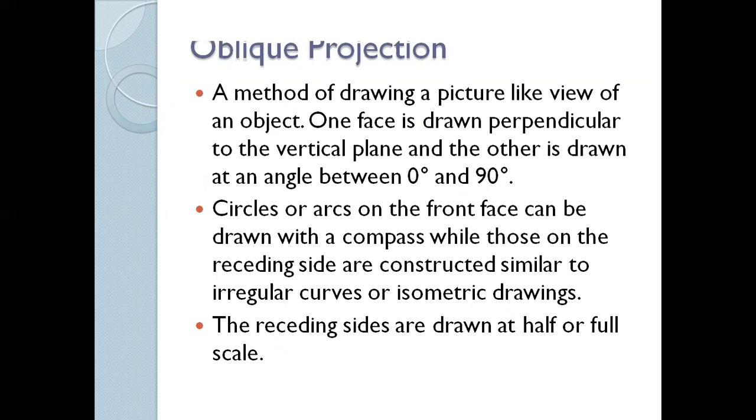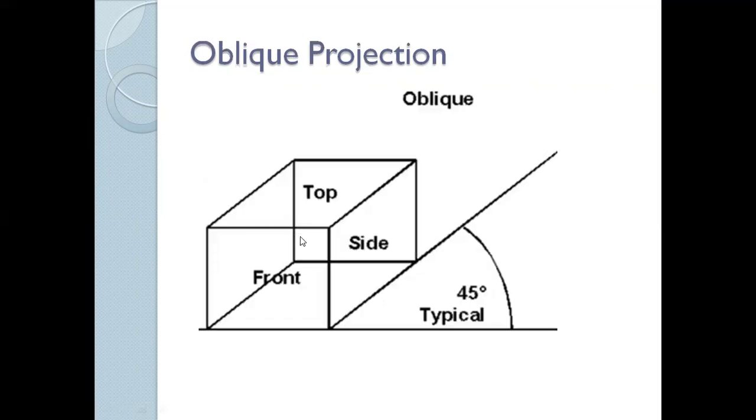Circles or arcs on the front face, the 0 facing side, would be a normal circle, while the receding side would be drawn similar to the isometric view. So this is our pictorial. The front would be what you would typically see at 90 degrees, and then any angle receding.